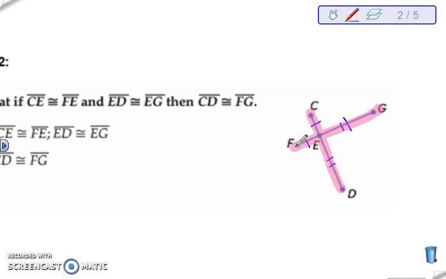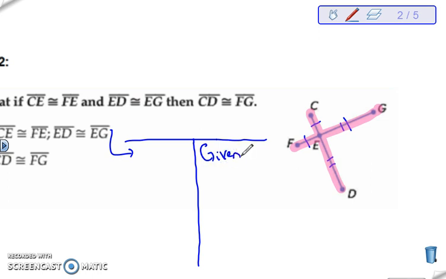We are going to want to write our table just like we did. We know we're going to put our statements on the left and our reasons on the right. So what I'm going to do, for the sake of time, is I'm just going to say this stuff right here is given. So when you do this formally, you'll probably need to recopy all that stuff, but for the sake of time, I'm just going to do that.